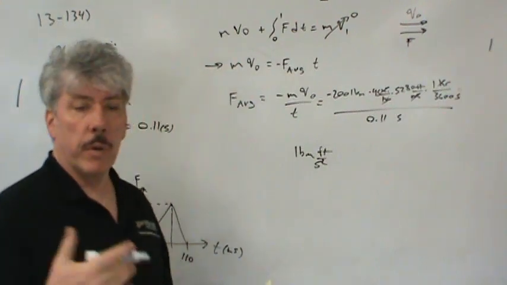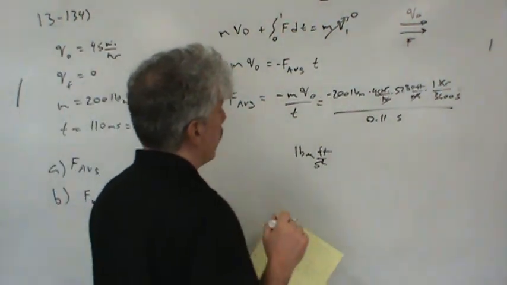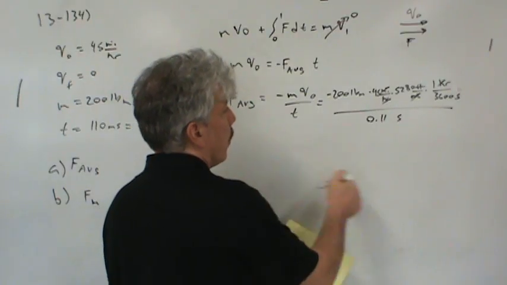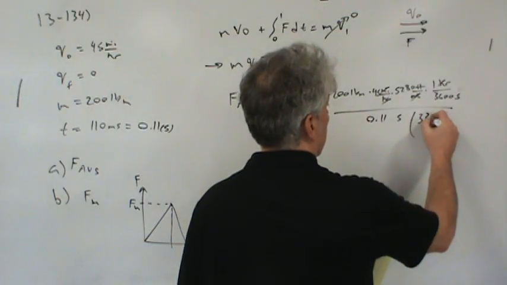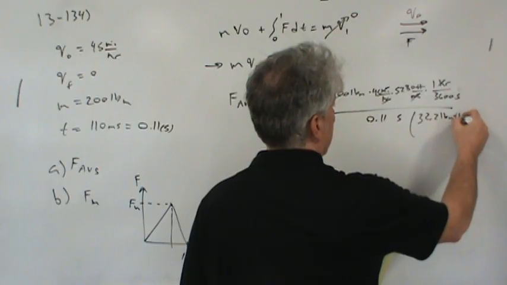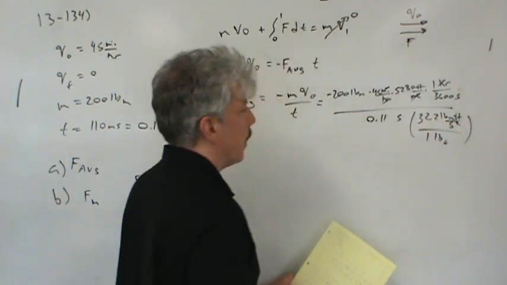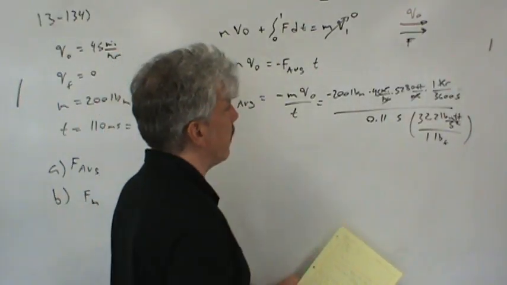That's not what we want. We want pounds force, so what we need to do is convert it. It takes 32.2 pound mass feet per second squared to equal 1 pound force. So what's happened? Well, I put this conversion factor in the denominator.